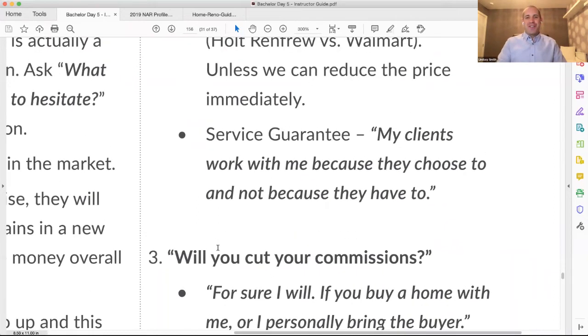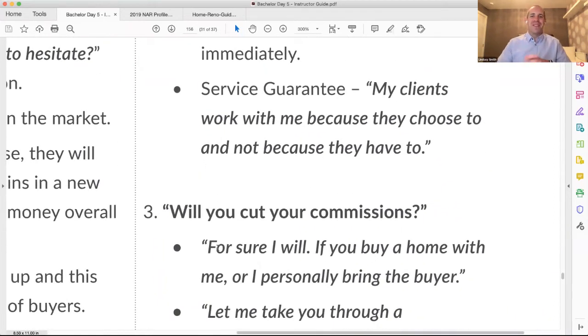Will you cut your commissions? So this is number 3, is probably the one that most people dread the most. And that's the one that I think people struggle with the most. It's very important to role play these initially, because you don't want to be caught stumbling and stammering when somebody asks you these questions.